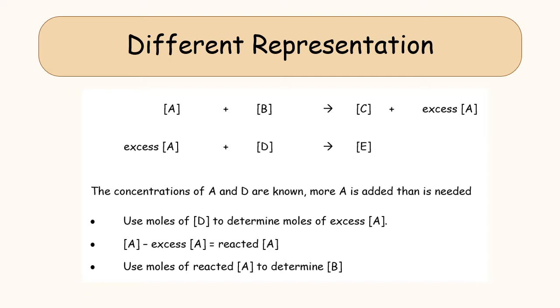We can use the moles of our chemical D to determine how much of A was in excess, what was left over. Based on how much of A was left over and how much of A we know we put in, we can work out how much of A reacted. And based on how much of A that reacted, we can work out how much of our unknown chemical B we must have had. So you have to work backwards to end up with your result, which is why it's called a back titration.